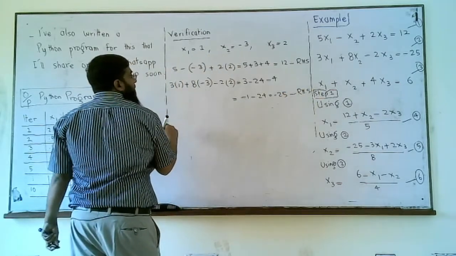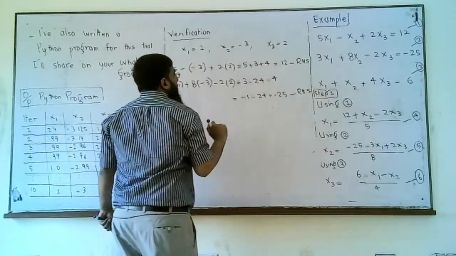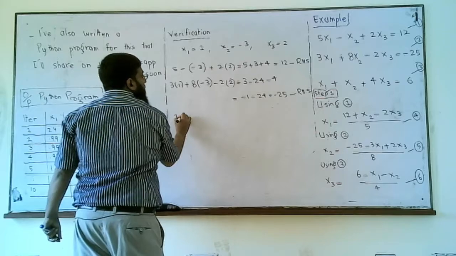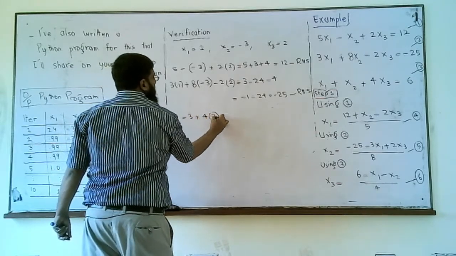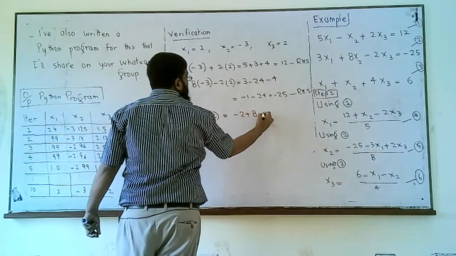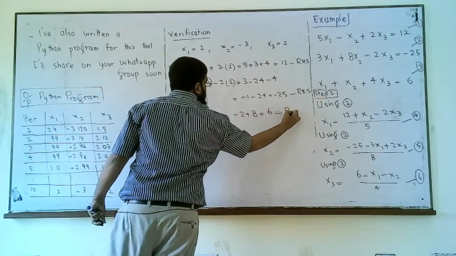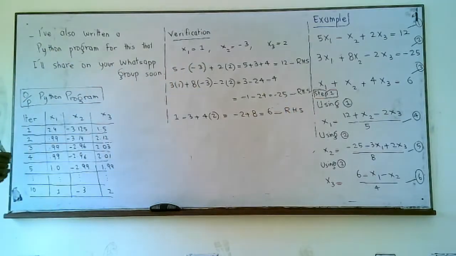And the last equation, let's see whether these values satisfy the last equation. 1 minus 3 plus 4 times 2. 1 minus 3 is minus 2, plus 4 2s are 8, 8 minus 2 is 6. So it satisfies even the third equation. So our answer is correct. It satisfies all 3 linear equations.